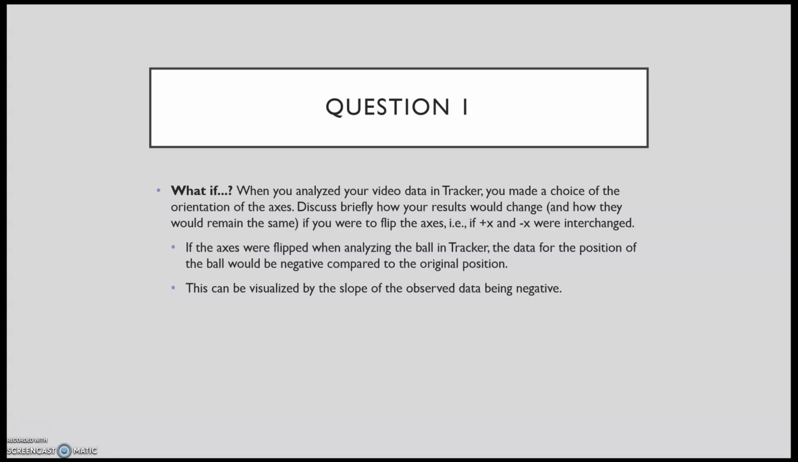If the axes were flipped when analyzing the ball on tracker, the data for the position of the ball would be negative when compared to the original position. This can be visualized by the slope of the observed data being negative.